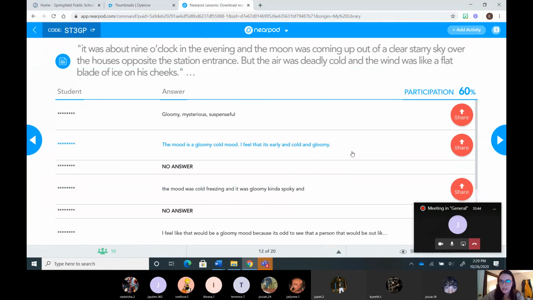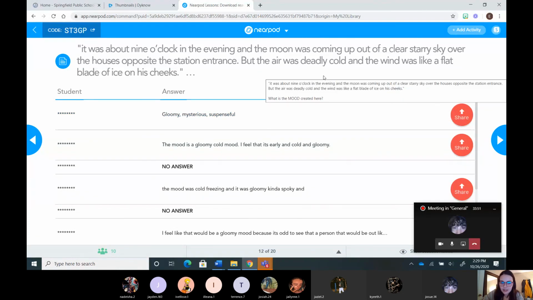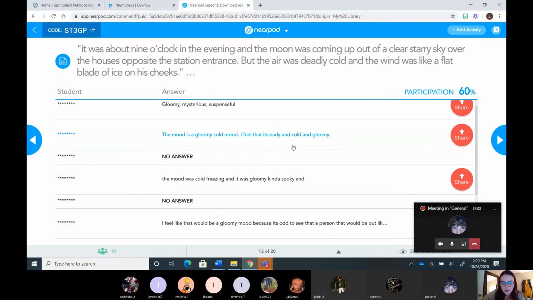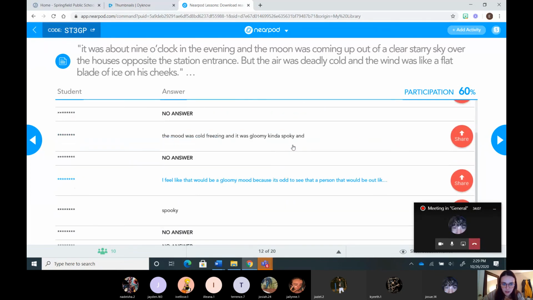So again, words like deadly cold, flat blade of ice, the moon coming up out of a clear, starry sky, even that description. It's very dark, it's very dreary, it's kind of spooky and eerie. Sounds like a poem. So what is the vibe being given off? So just be careful here.